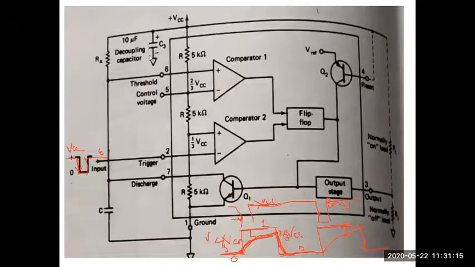Anyway, this is not compulsory. And at pin 5, we are going to include a capacitor of 0.01 microfarad to ground. Because we don't want to connect any external voltage, we want this reference to remain at 2/3 VCC, which is given by the internal circuit. So this is all the connection you make.